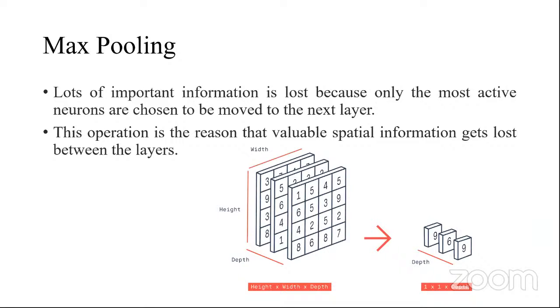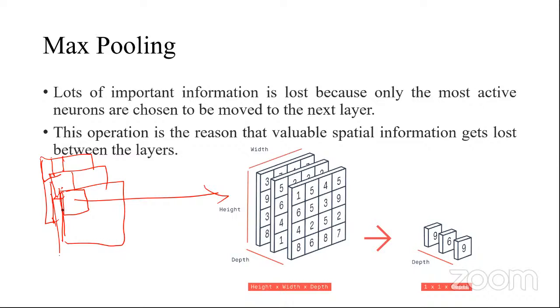So consider you have an RGB channel. Okay, you have an RGB channel, and consider only this part is represented. So this is the window. Only this 4x4 window is represented here. Okay, in this particular window, the maximum value will be extracted.